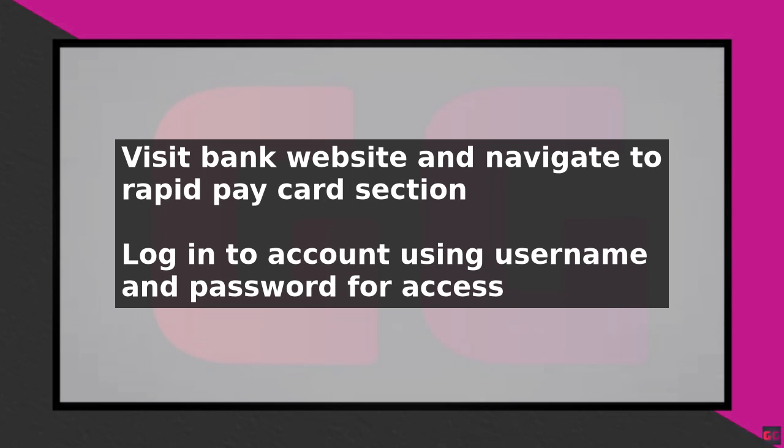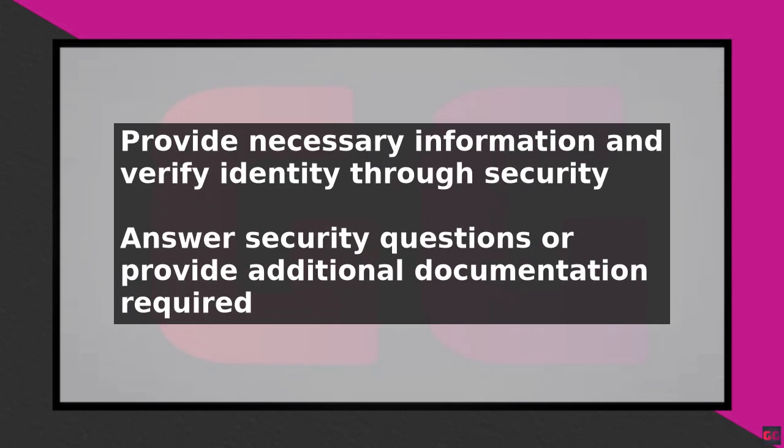After verifying your identity, you will be able to select the type of Rapid Pay card you want to order. Choose the card that best suits your needs and click on the Order Now button. Review the terms and conditions of the card, including any fees or interest rates, before submitting your order.